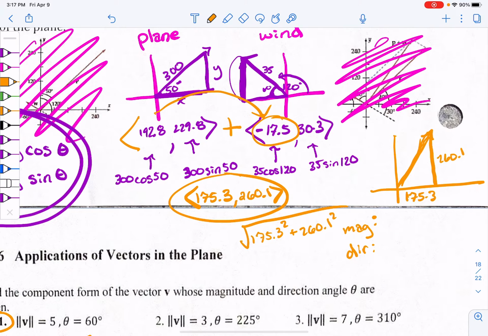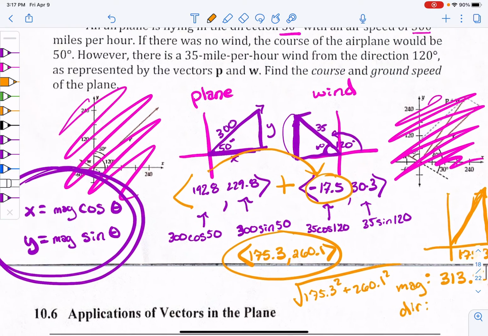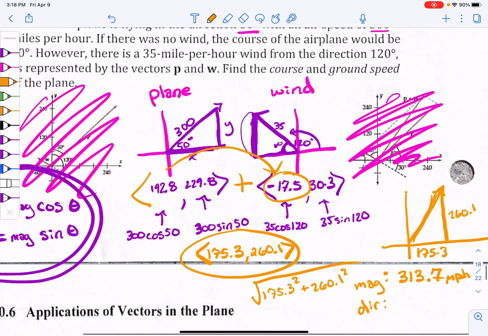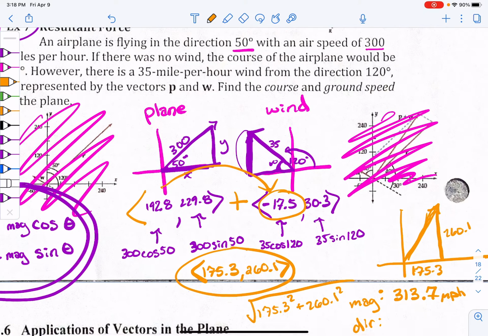The magnitude right here is going to be 313.7 miles per hour. So we have the plane set at 300 miles per hour. Is that right? There was no wind. Oh, did I do that right? Because it should be adding to the, or it should be taking away from the speed of the plane. Now, I guess it would be positive.